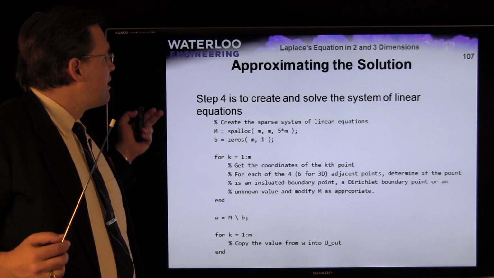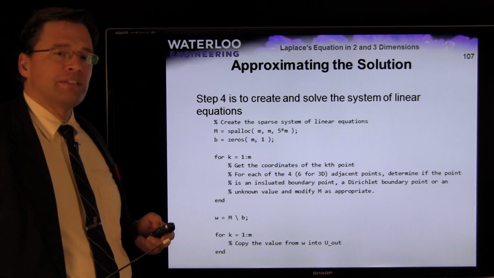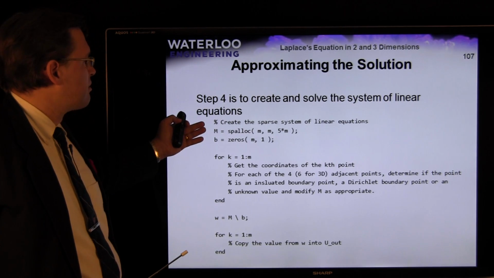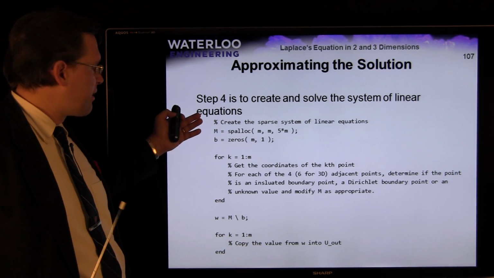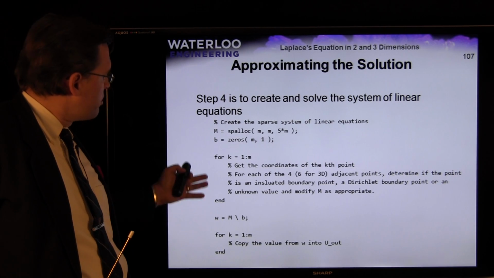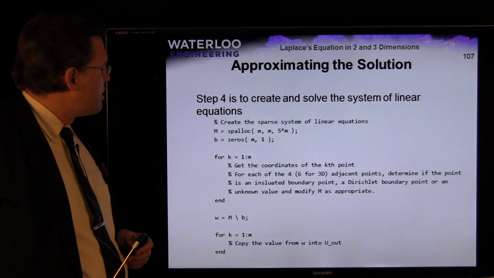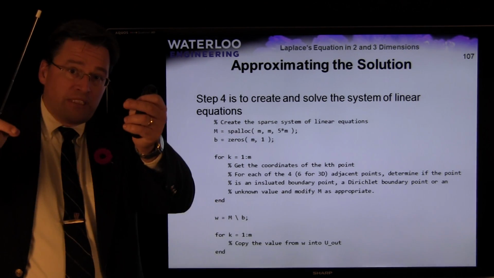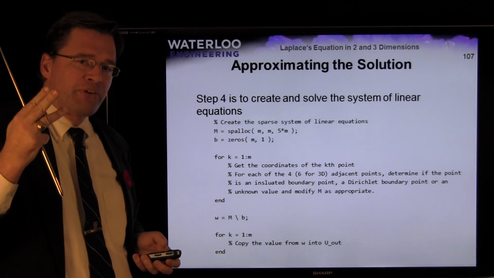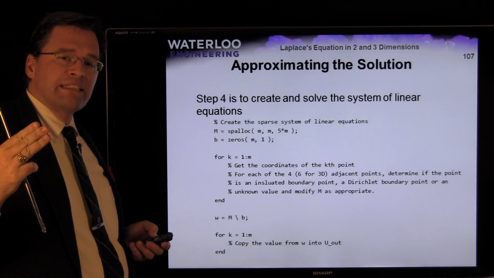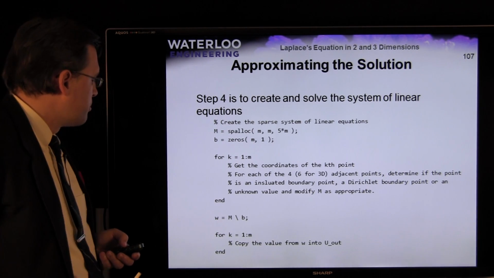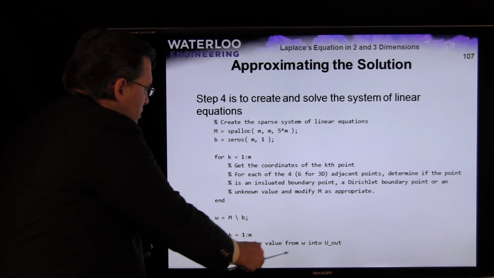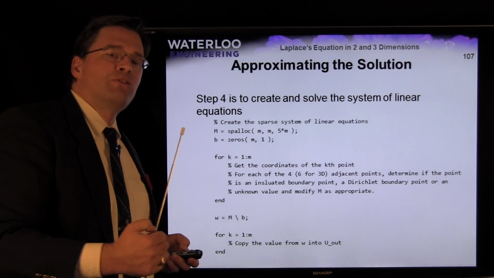So, step 4 is to create and solve the system of linear equations. We're going to create a system, or a sparse matrix, and I'll explain that later. And so essentially we're just going to go for k going from 1 to m, get the coordinates of the kth point, for each of the 4 adjacent points, perhaps 6 if we're dealing with 3 dimensions, update the matrix as necessary, solve for w, and then once we've solved it, for each of the interior points, we're going to copy the values back into u sub out.